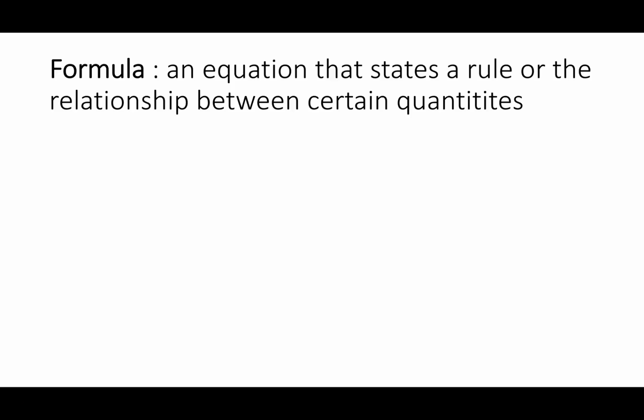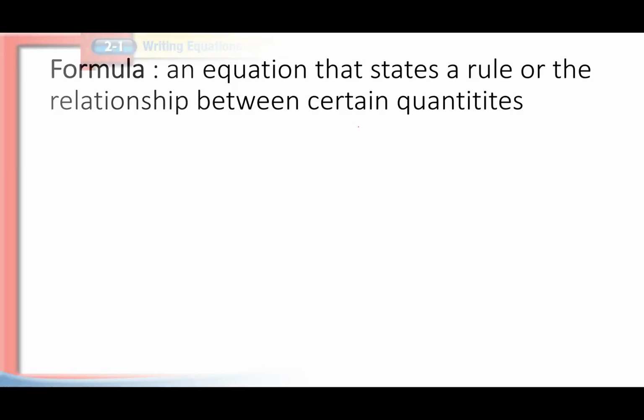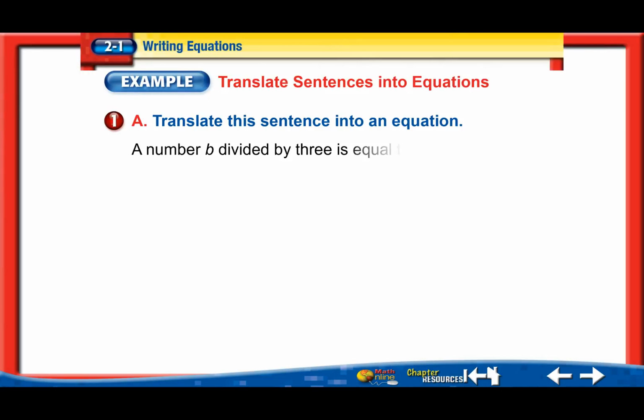So a formula is an equation that states a rule or is a relationship between certain quantities. A good example of that would be Fahrenheit to Celsius. They're related by a group of numbers that says, you multiply it by 2, you subtract 30. I don't remember what they were. That's just an example, that's a formula right there. Distance is related to rate times time. Same concept.